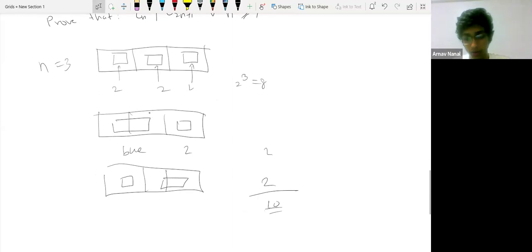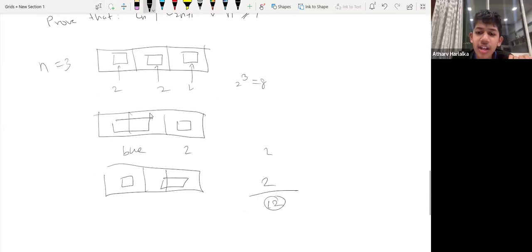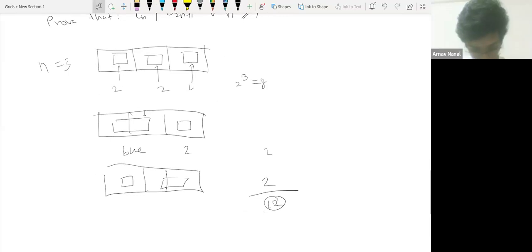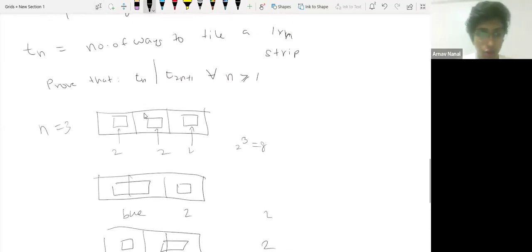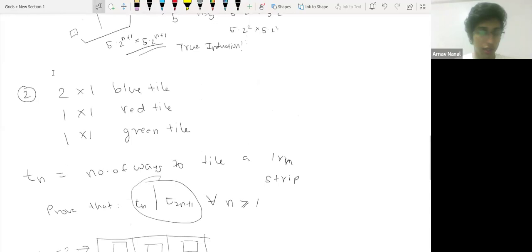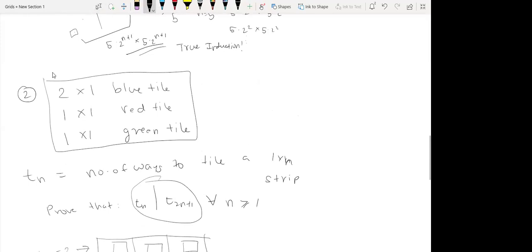Are tilings upon reflection considered distinct? Yes, they are distinct. I mean, you are always looking from here. This is the start. And you have to prove that Tn divides T of 2n plus 1. So, does everyone get the problem? These are the tiles you have available. Guys, speak up. Yes or no? Yes. Nice.